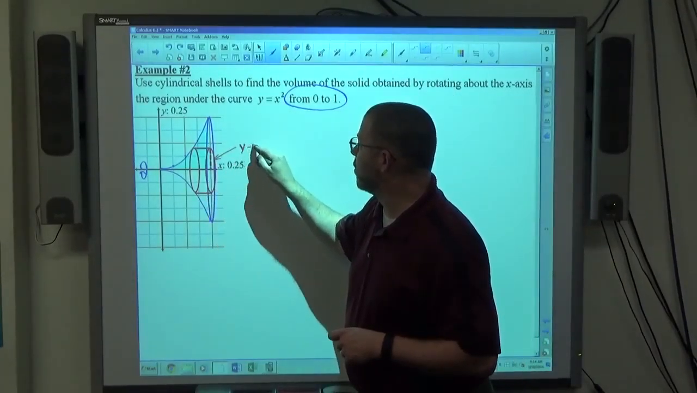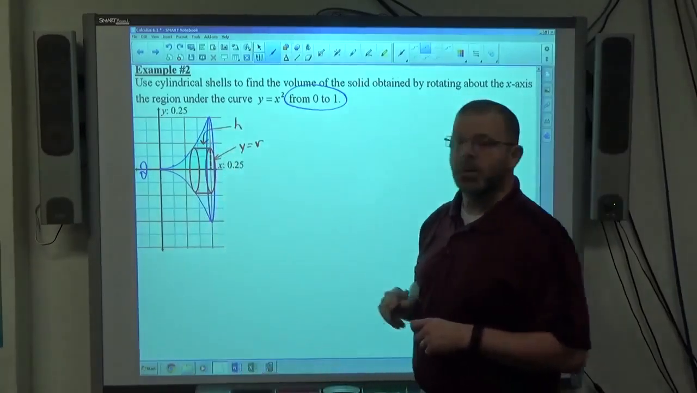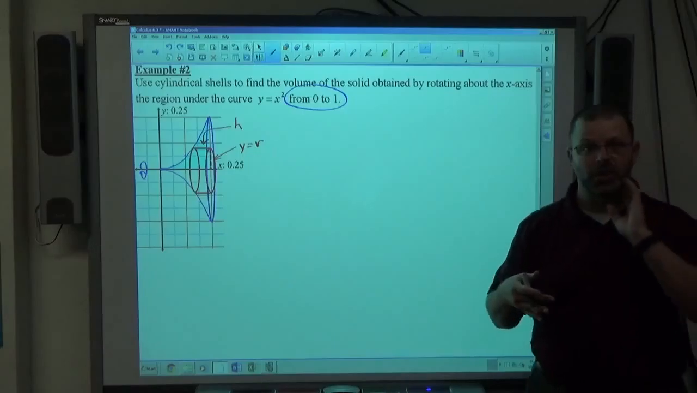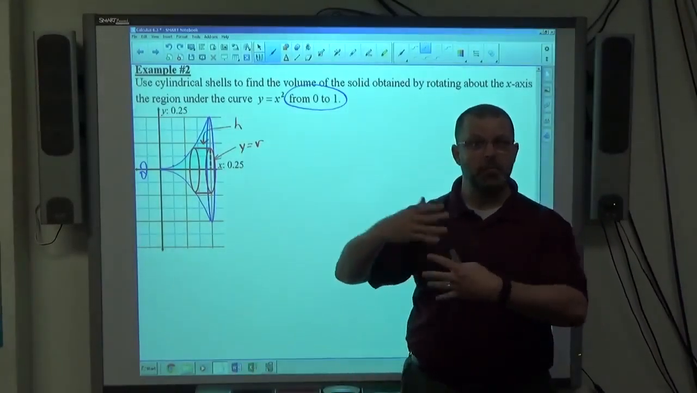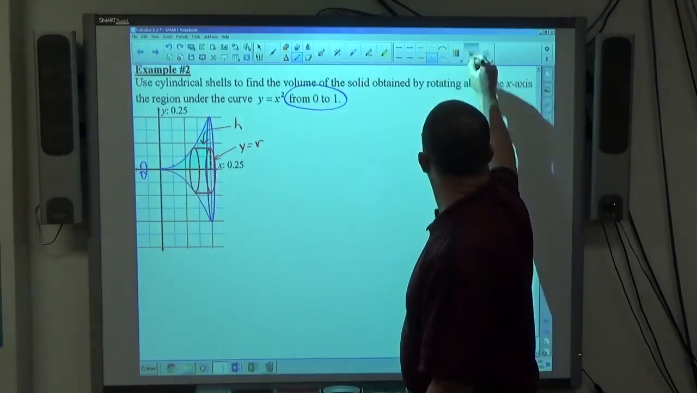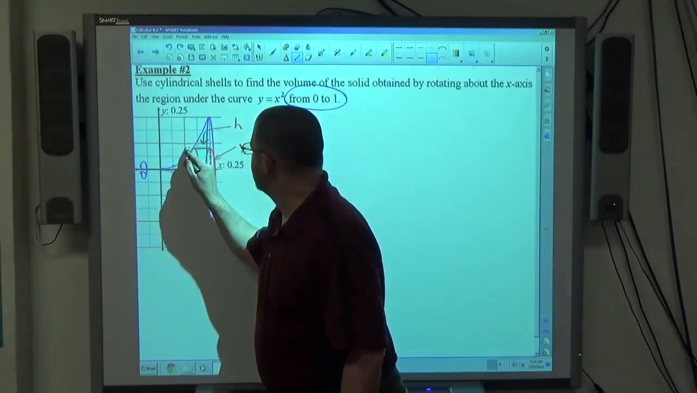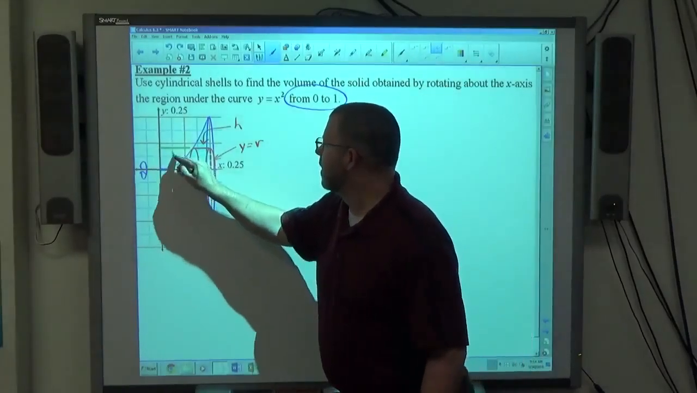So that's y, which is the radius. And that is the height, but it doesn't equal x. All right, so just realize that height's not always going to equal x, radius isn't always going to equal y, and vice versa. Okay, height is horizontal in this case, so it's going to be about x, but x is right here. That's x.